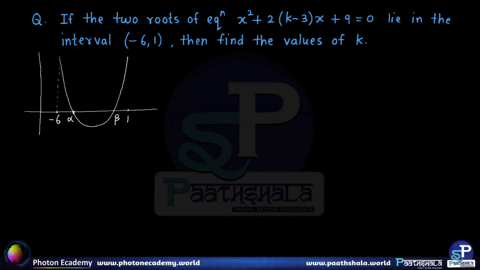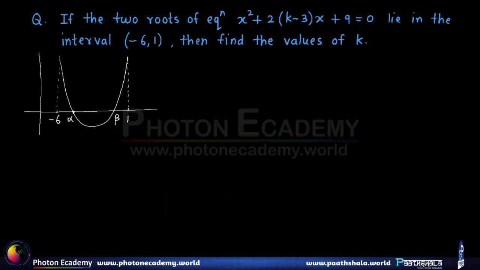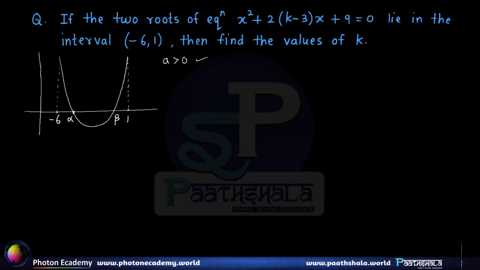Alright, we note that the value of the function at minus 6 as well as at 1 should be positive. So now let's recall all the conditions for this particular situation, that is, roots to lie between a certain given interval. First of all, a greater than 0; for a greater than 0, this has already been taken care of. Now we also must have the discriminant to be positive, to have two distinct roots.